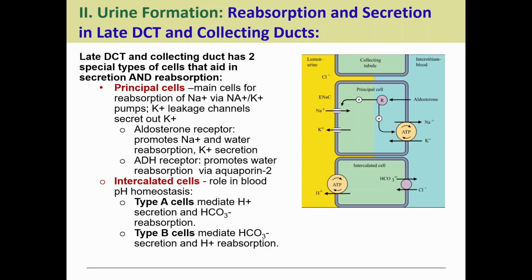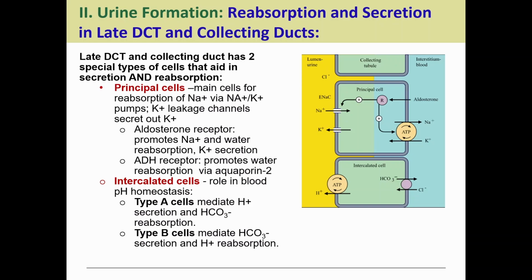We also have ADH receptors here, which will basically put aquaporin 2 channels onto the cell membranes, and so water can reabsorb via these aquaporins. The intercalated cells are just responsible for pH. Again, type A and type B, the way that I would remember them is type A deals with acidic environments, type B deals with basic environments.